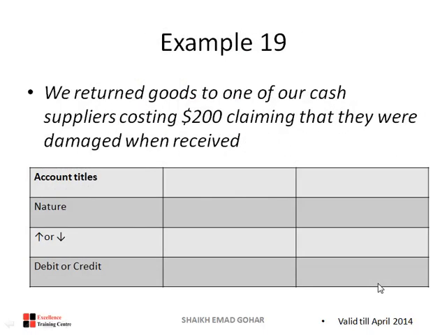Example number 19. We returned goods to one of our cash suppliers costing $200, claiming that they were damaged when received. So now it is a cash supplier, so now we will not write trade payables but cash.